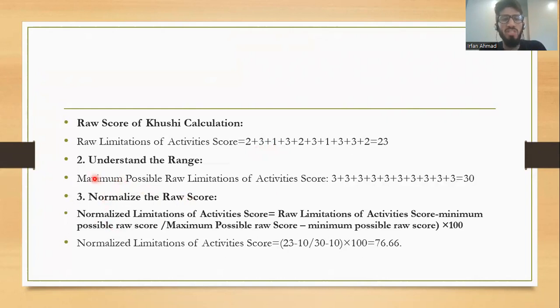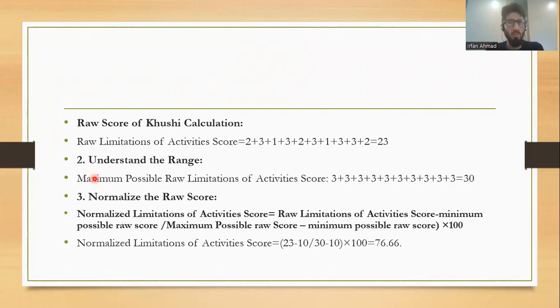Before that, we have to understand the maximum possible value. For example, in that domain, if we have 3 options, the first option will be given mark 1, the second option will be given mark 2, and the third option will be given mark 3. So 3 is the highest value for each question. When we have 10 questions, 10 multiplied by 3 is 30, which is the highest possible score. And each question has 1 as the lowest value, so 1 multiplied by 10 is equal to 10.